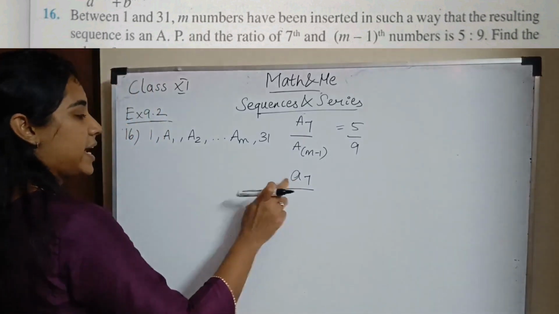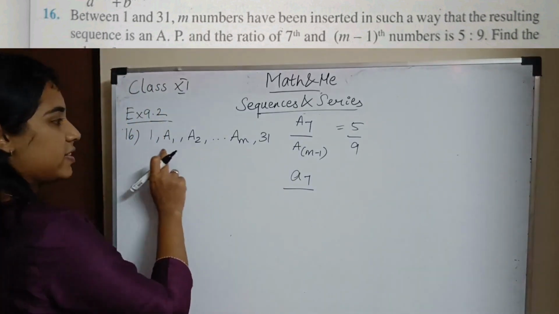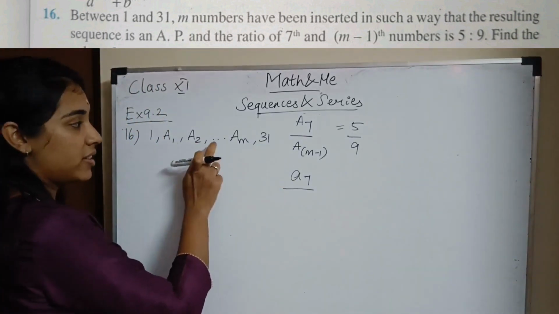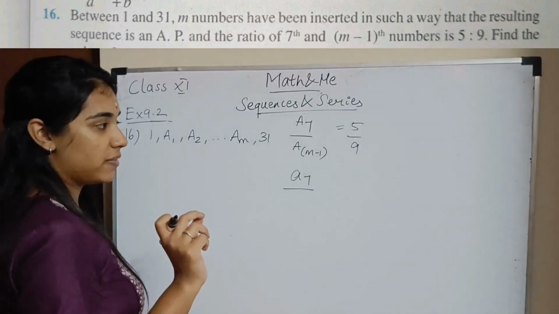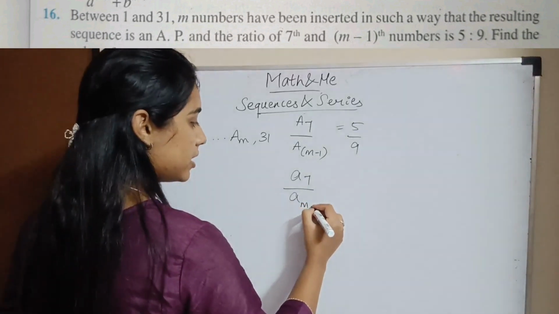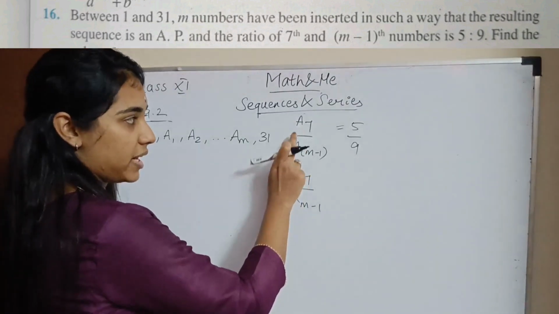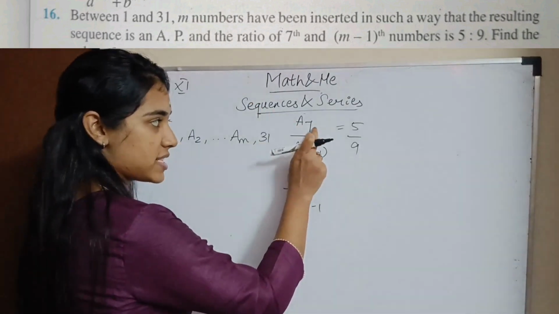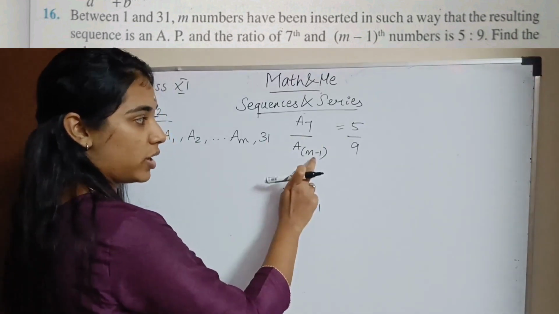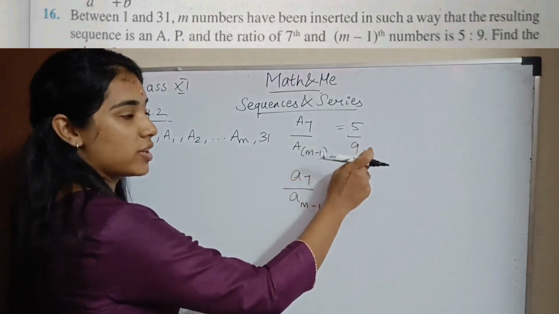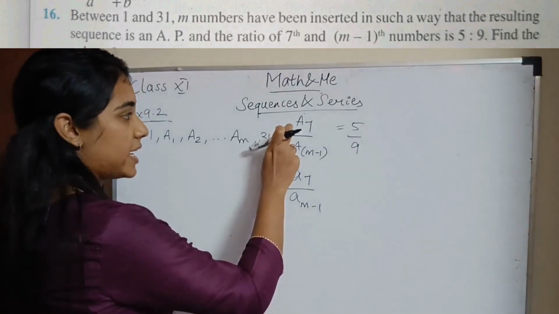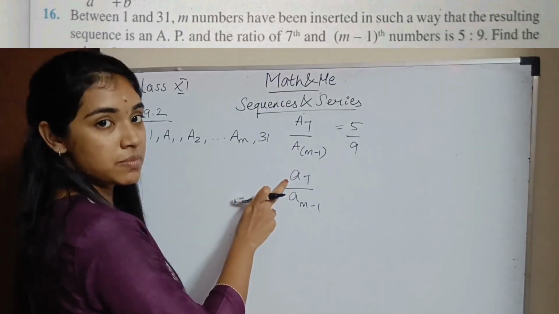It will become A7, which is the 7th term of the whole AP, not the 7th arithmetic mean. So be very careful. It is not A7 by Am minus 1. It is the capital A, which means the 7th arithmetic mean to the (m minus 1)th arithmetic mean, whose ratio is 5 by 9. Capital A7 is very different from small a7.